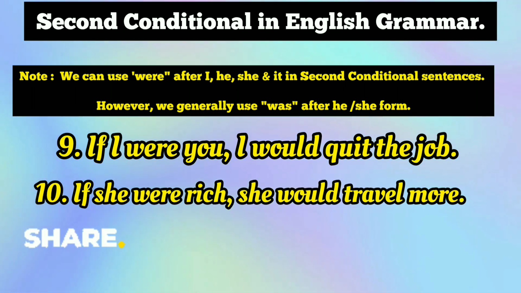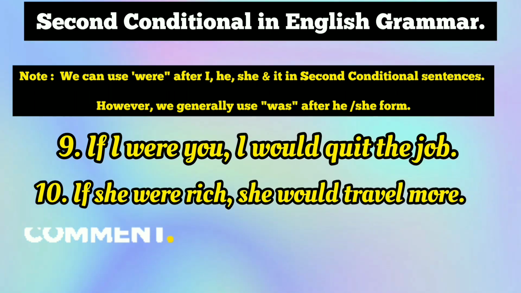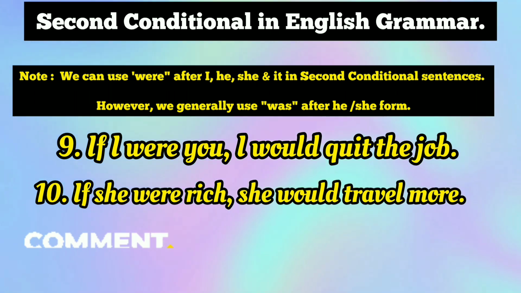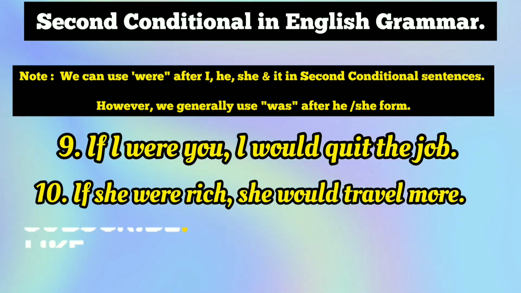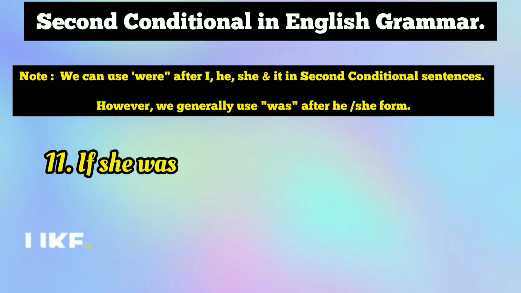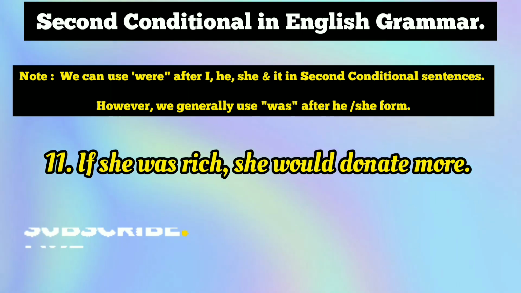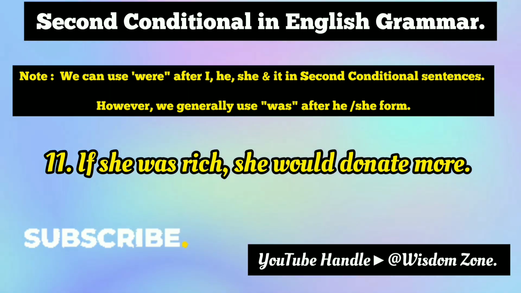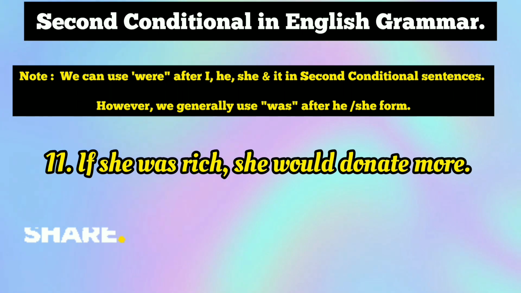So after the third person singular, that is she or he, we normally use was, but here we can use were because it's a second conditional sentence, that if she were rich, she would travel more. But as I already mentioned, it sounds slightly awkward, so that's why generally we use was, the traditional form. As you see the last example, if she was rich, she would donate more. Okay, so this is the way also we can say, but the rule is that we can use were after all the subjects, that is he, she, it and I also.